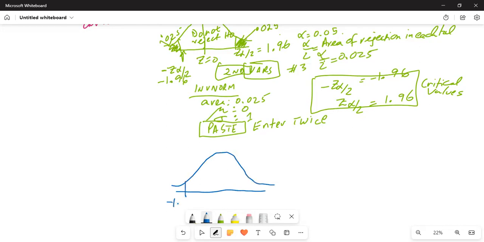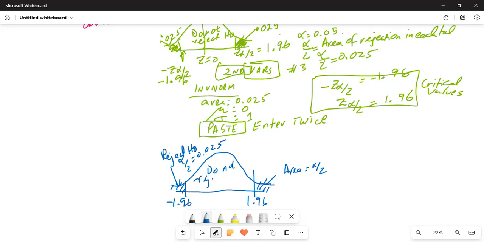So this is minus 1.96; to the left of it, reject H0. How did I get this minus 1.96? I plugged in the area in the left tail, which is alpha by 2, 0.025. And in the right tail, the rejection region is also 1.96, and this area is also alpha by 2. This is shaded because there we reject the null hypothesis, and the center is do not reject H0.